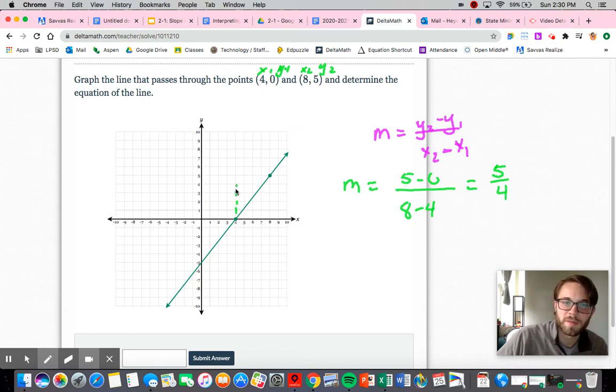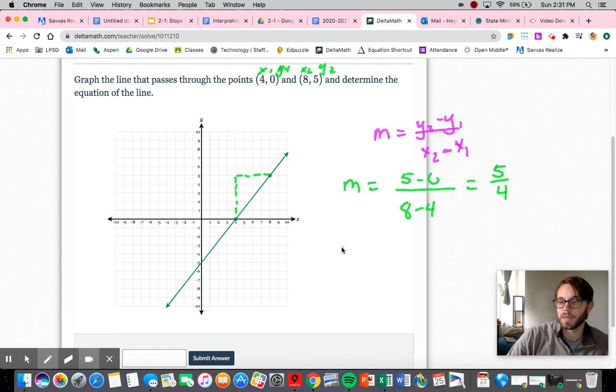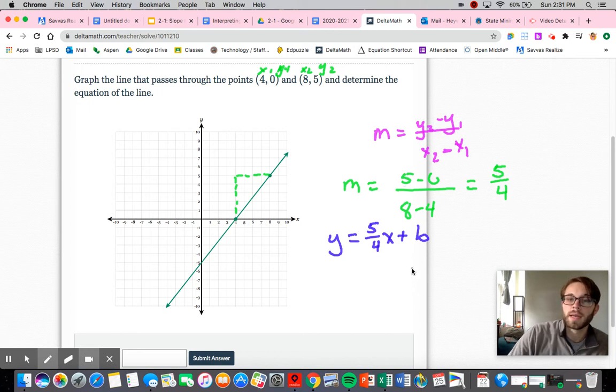1, 2, 3, 4, 5. 1, 2, 3, 4. Okay. So clearly that is going to be the slope. So now what you can actually do with that is you can determine the y-intercept algebraically. So at this point I have this much of the equation. I have 5/4 x plus, and I don't know what my b is, so I'm going to leave it as b, my y-intercept. Now, obviously I can see it's going to be -5, but how do I actually solve for that if I don't have my graph?